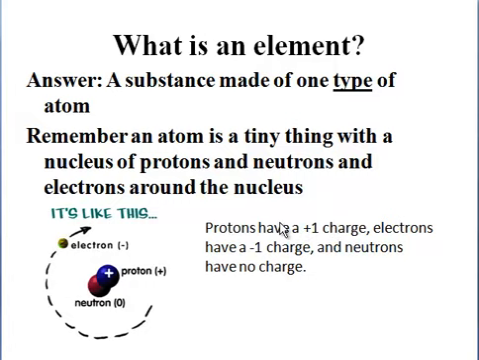we can also remember that protons have a +1 charge, electrons have a -1 charge, and neutrons have no charge. And in a typical atom, the number of protons equals the number of electrons, so that the atom as a whole has no charge.